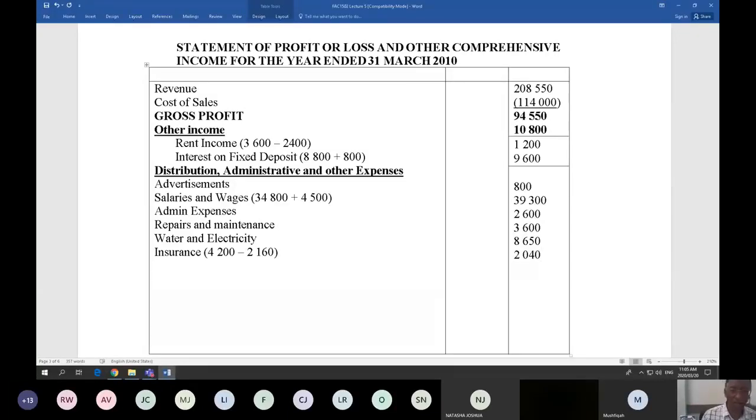All clear on that one? 2,160 was paid out for the next financial year. So our insurance expense for the current year is only 2,040, even though we paid 4,200, because 2,160 is a payment for the next financial year. Our next expense, guys, I'm just going down the list of expenses, is our stationery expense.